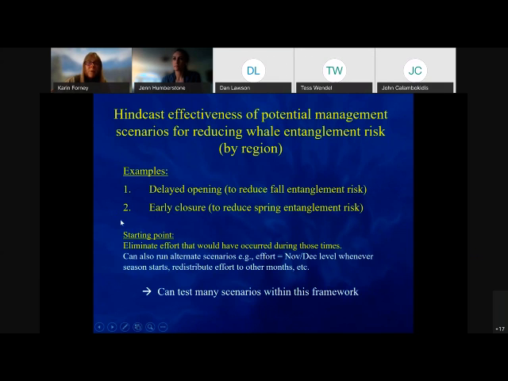We can test any number of scenarios or combinations, but I just wanted to keep it simple since I only have 10 minutes. The starting point in this analysis that I'm going to show you is that during the periods when we delay or close early, the effort that would have occurred in those times we're just eliminating in our analysis. But we could also run scenarios where the effort gets redistributed or there are other types of shifts in this. So the framework that we've set up allows testing any number of situations.